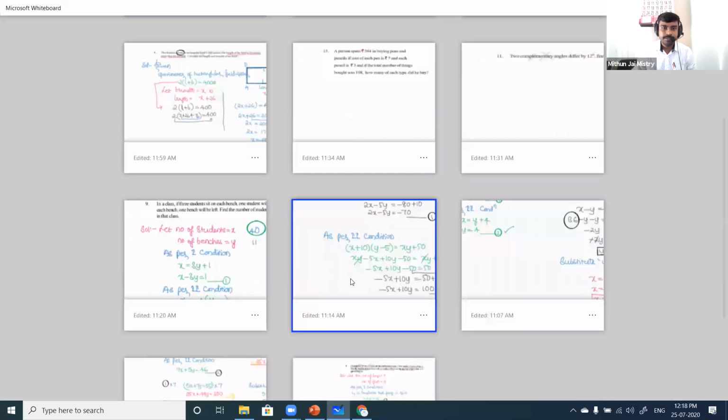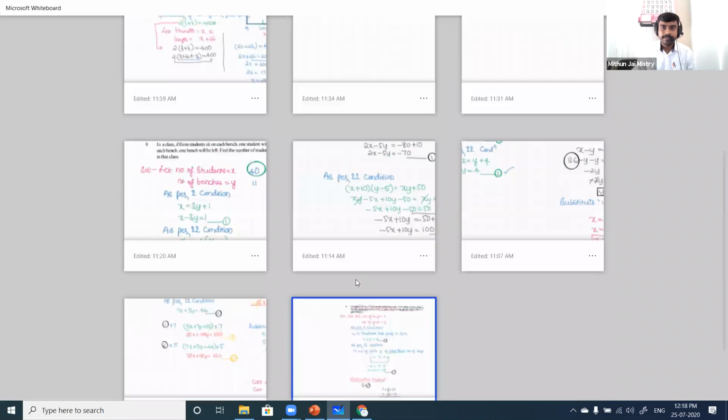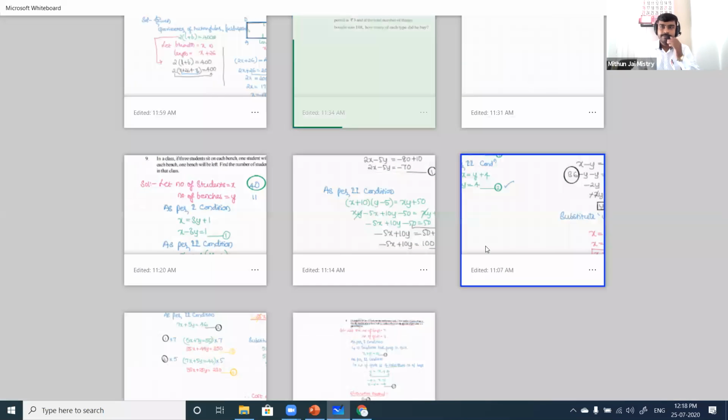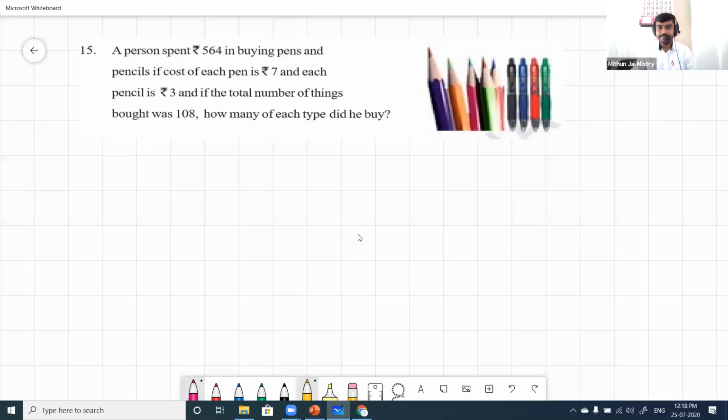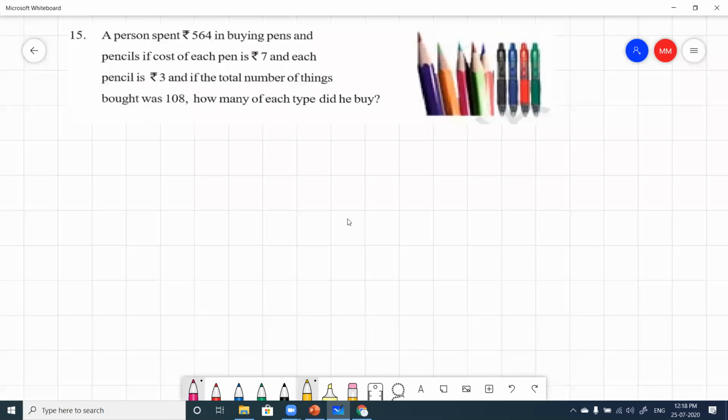Next, what do we have? 13, do we have 13? 13 and 14, no. So 13 and 14. The 15th question. We are going to discuss the 15th question. Have a look. It's a good question. A good question. A person spent 564 rupees in buying pens and pencils.